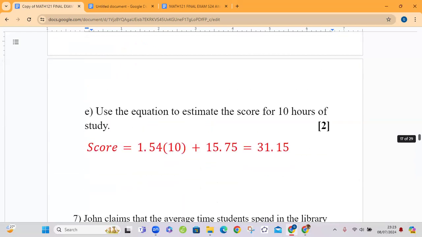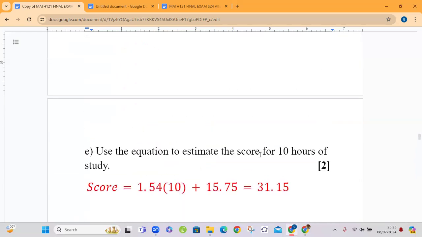And now part E says use the equation to estimate the score for 10 hours of study. Since score is already the subject, we don't have to rearrange. We simply substitute 10 in the place of hours and we multiply by 1.54, m times hours, and then we add 15.75 to get a score of 31.15 for a time of 10 hours. So here we are using the model to forecast.